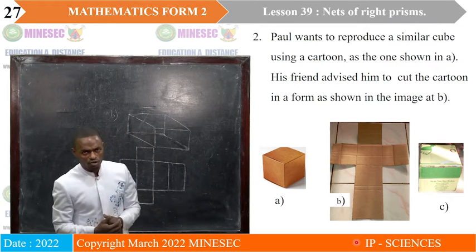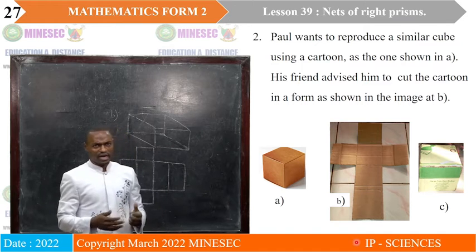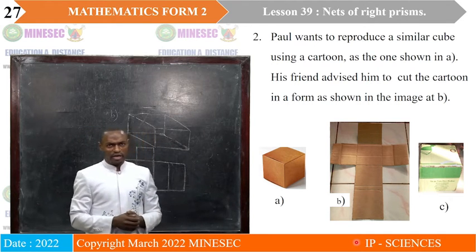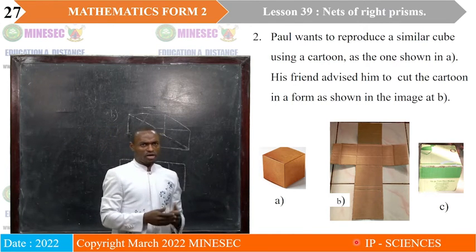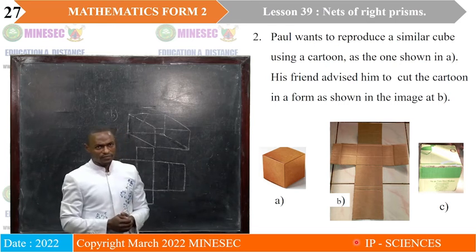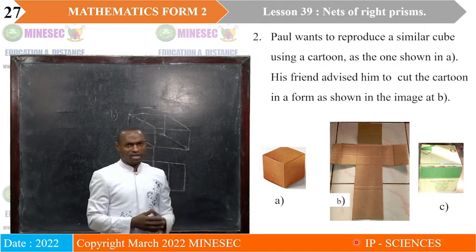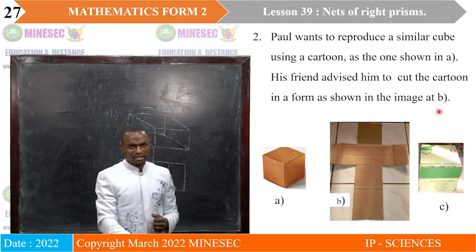Paul wants to reproduce a similar cube using a cartoon as the one shown in figure A. His friend advised him to cut the cartoon in the form as shown in the image at B. Please, if you look at that, you can see the image.